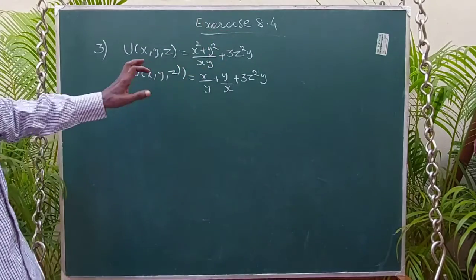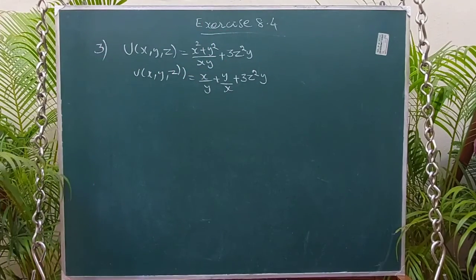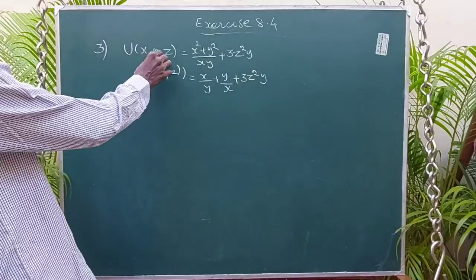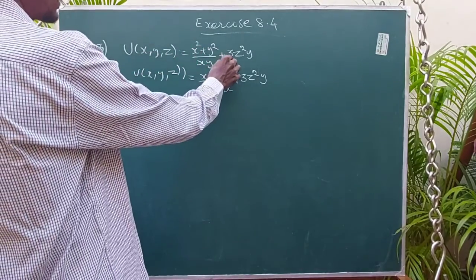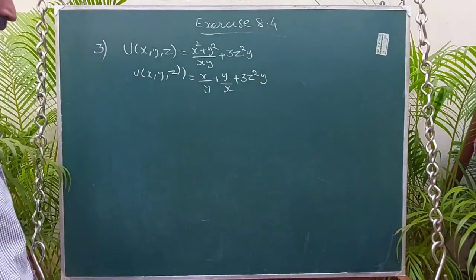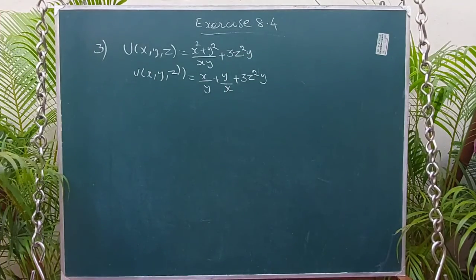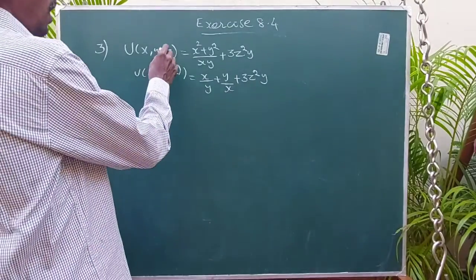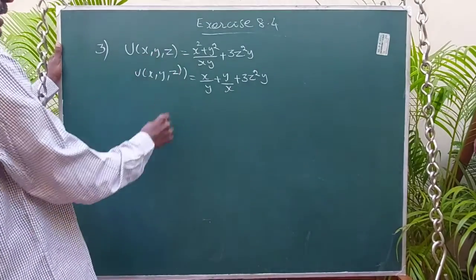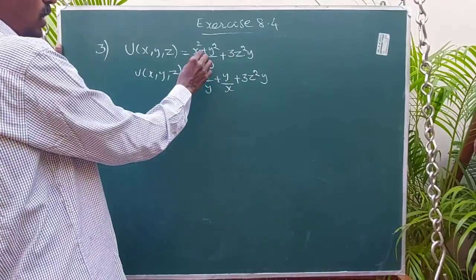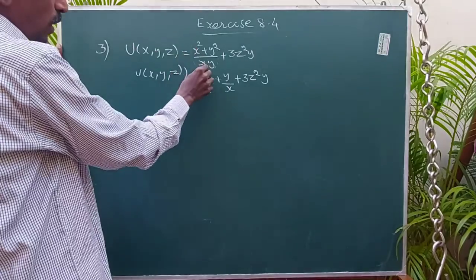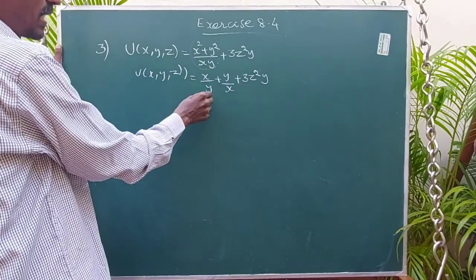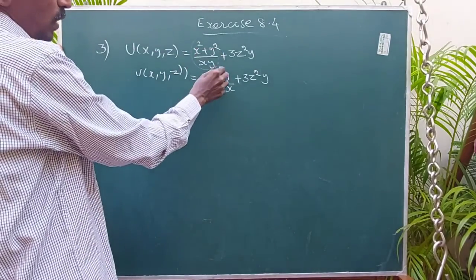Exercise 8.4, question number 3. If u of x, y, z equals (x square plus y square) by xy plus 3z square y, then find dou u by dou x, dou u by dou y and dou u by dou z. So we need to differentiate with respect to x, y, z. I am simplifying the given one. First it is separated into two terms. X square by xy, x cancels, we are getting x by y; y square by xy is y by x.